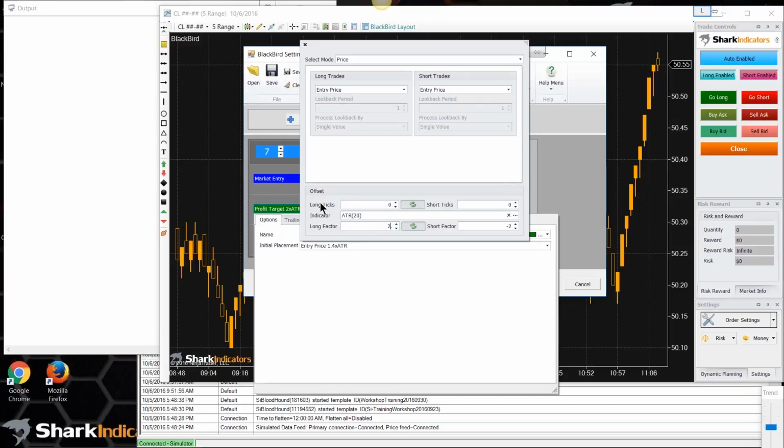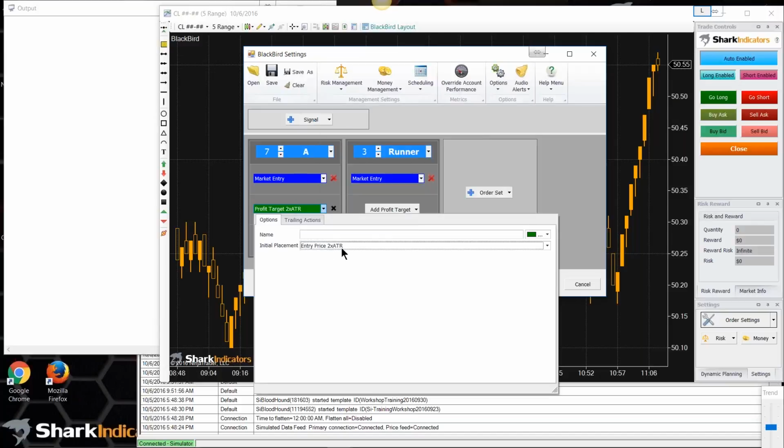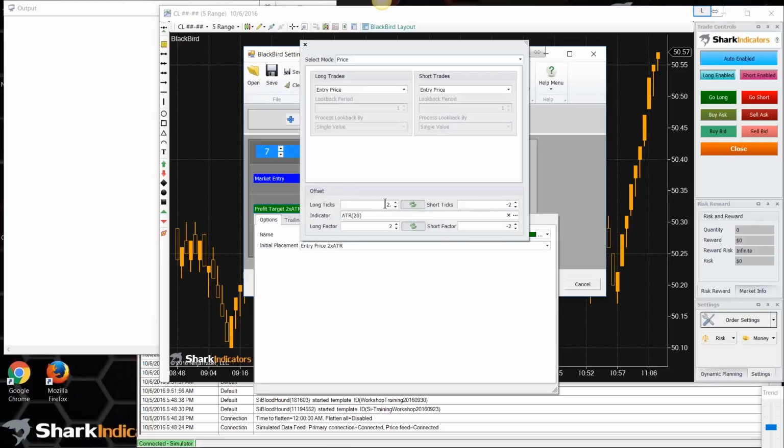Right. And you can also still add a tick offset. So I could say 2 ticks plus a 2 ATR multiplier. Do something like that. So I've got a 2 ATR plus an additional 2 ticks. So I can just add in 2 extra ticks as well. Right? You can use all of these together here.